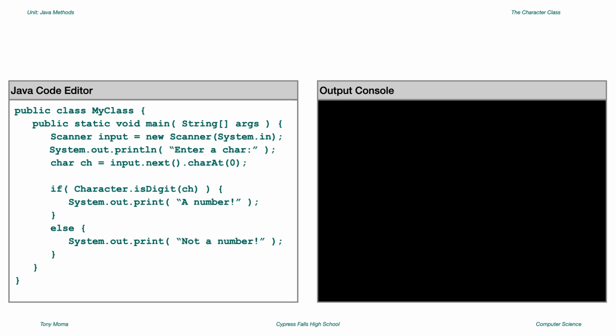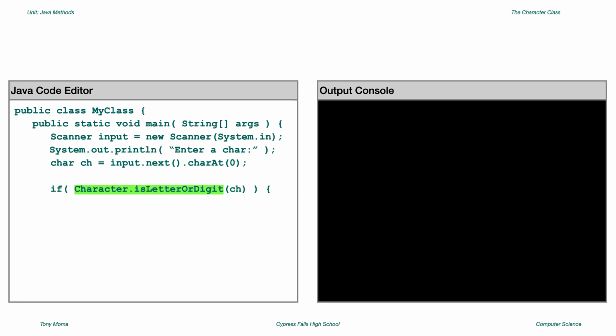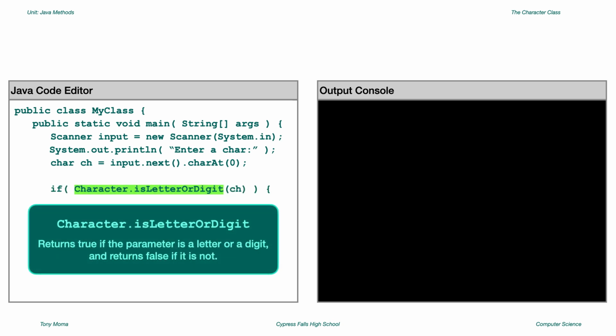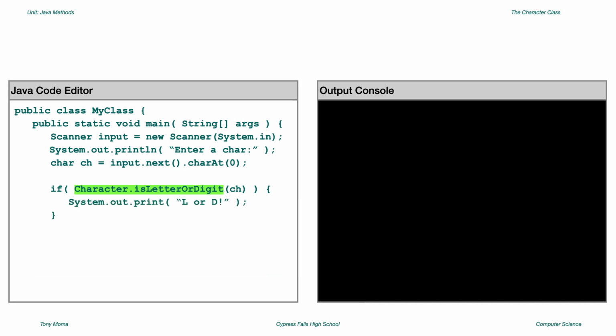Now, suppose I want to be able to determine if what the user entered is either a letter or a digit. Well, in that case, I would use the Character.isLetterOrDigit method, which returns true if the parameter is a letter or a digit, and returns false if it is neither of those. To complete this program, if Character.isLetterOrDigit returns true, we'll simply output capital L or capital D exclamation. If it is not, we'll simply output neither.